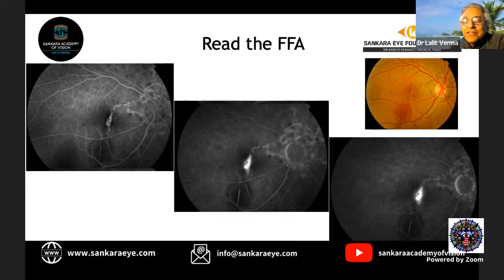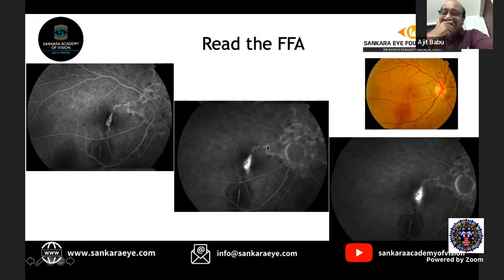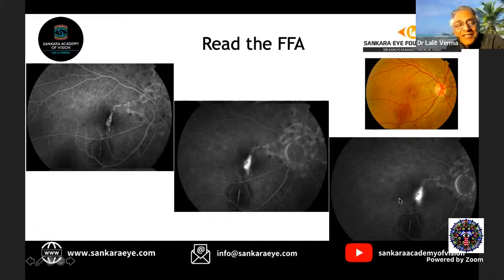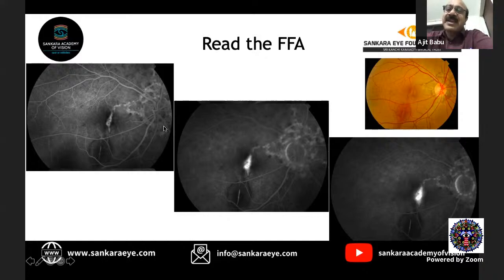If I say this is a patient of angioid streaks and there is a CNVM already, then this is not CSR. It's just angioid streaks, very classic angioid streaks with CNVM. But there is a way to describe, and you should see all those lesions which are very clearly, very elegantly shown. Early angiogram, if you see the first picture.